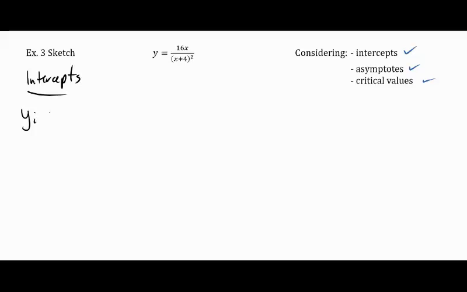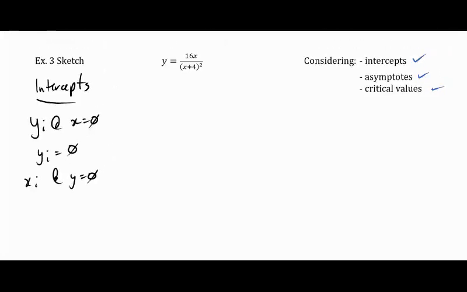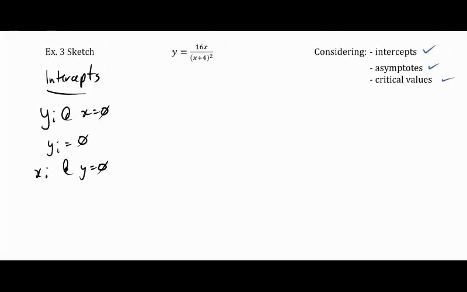So the y-intercept occurs when x equals 0. This is easy. I just plug 0 in and I get 0 over something. So my y-intercept equals 0. And my x-intercept occurs when y equals 0, and that is when the numerator, the top, equals 0. So this is when 16x equals 0. Hopefully this was obvious, because if I have a y-intercept that's 0, I've got an x-intercept that's 0, right? That's the whole point. And we only have 1 in this case. Often we have more than that, but in this case we only have that 1.